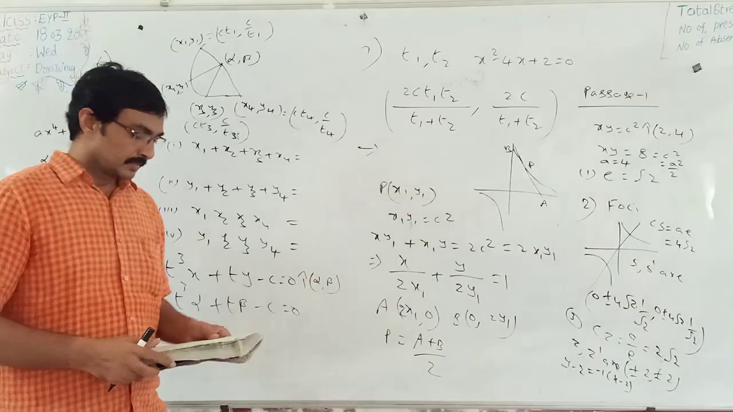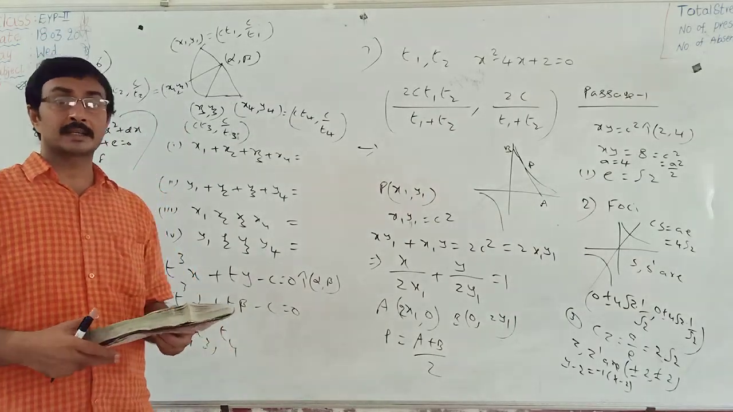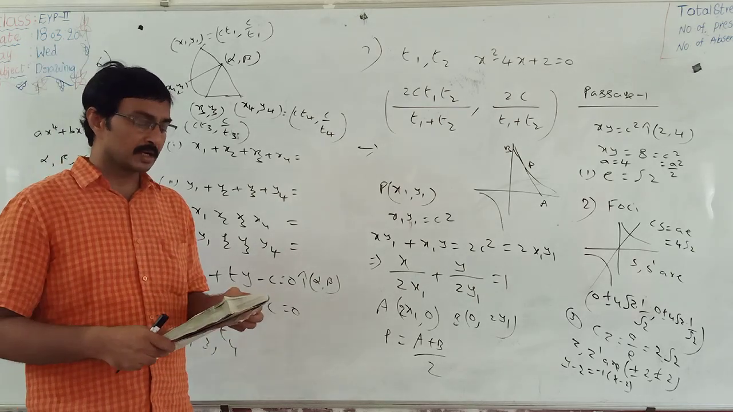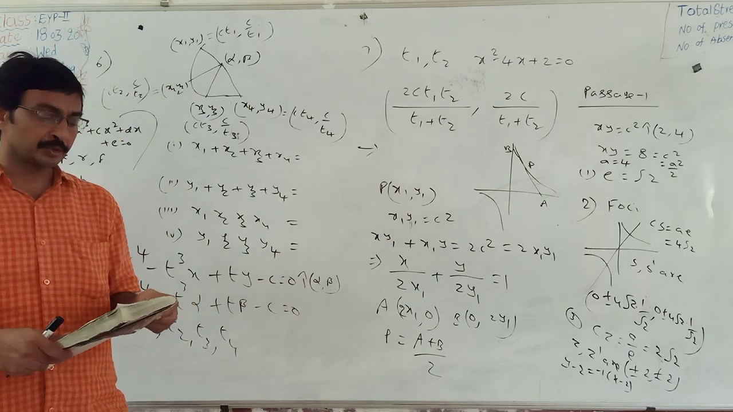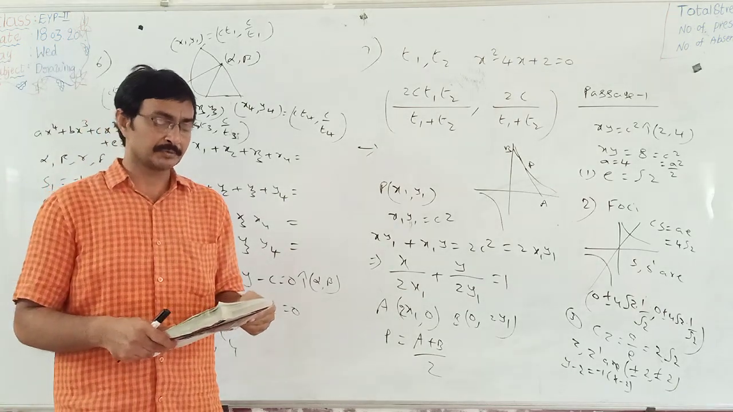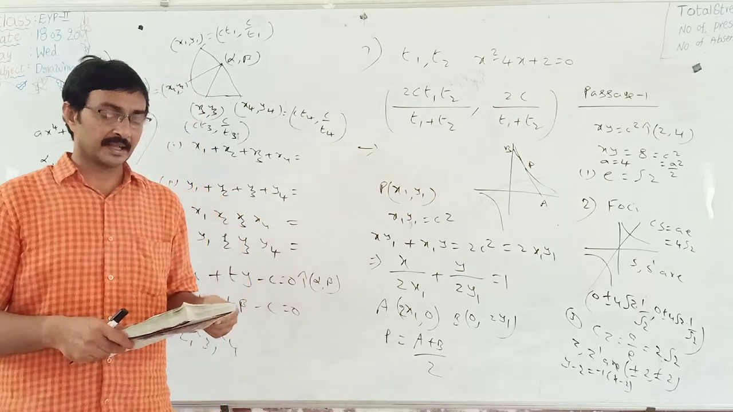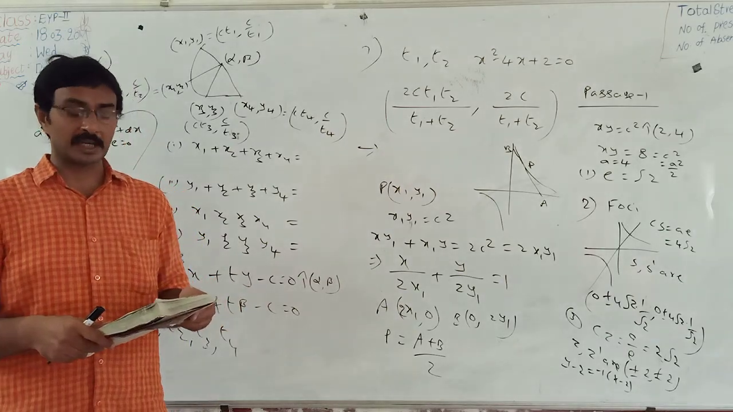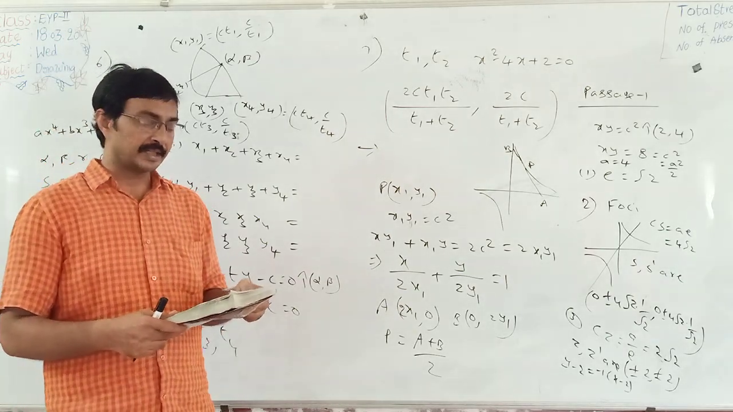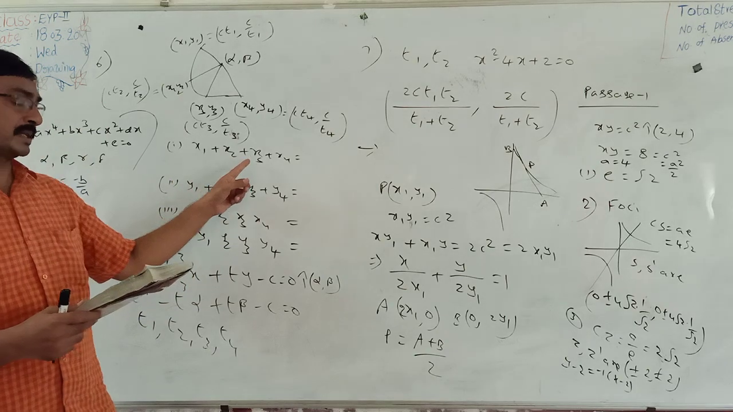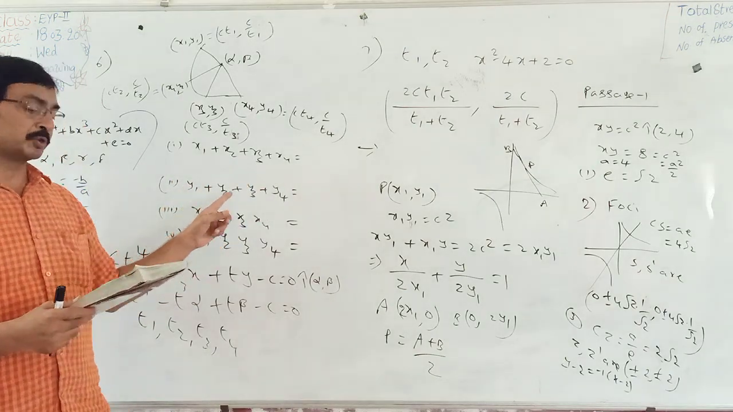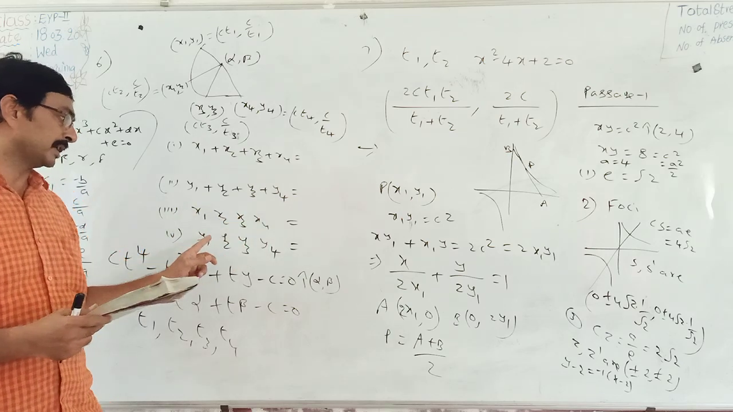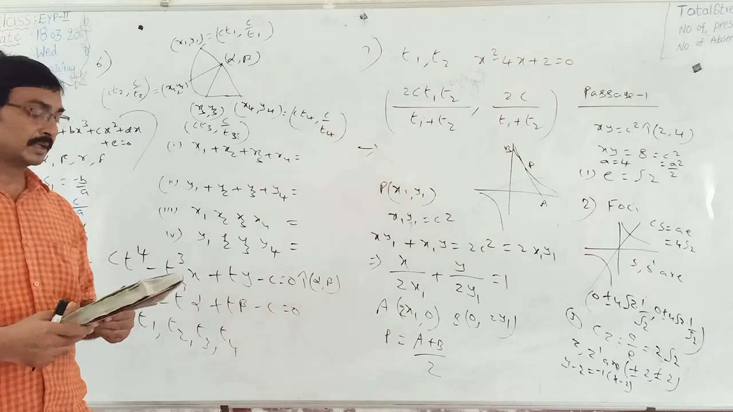See, next problem, sixth one. All of you see the class notes while I am reading the problem. If the normals at (x1, y1), (x2, y2), (x3, y3), (x4, y4) on the rectangular hyperbola xy = c squared are concurrent at the point (alpha, beta), then find the values of x1 + x2 + x3 + x4, y1 + y2 + y3 + y4, x1 x2 x3 x4, y1 y2 y3 y4.